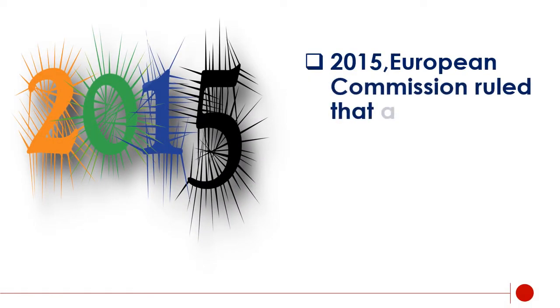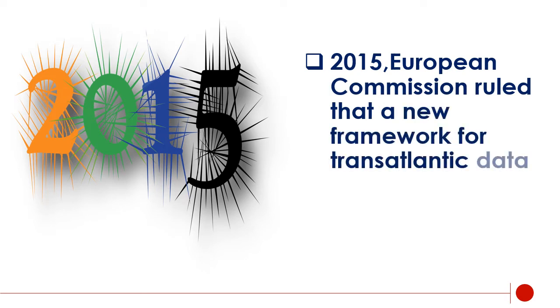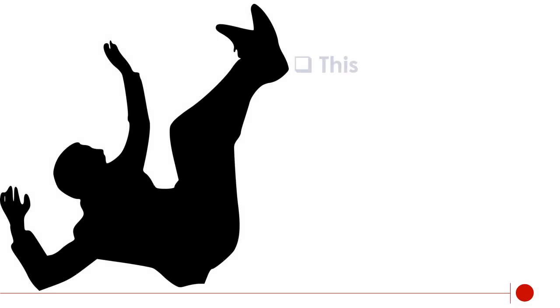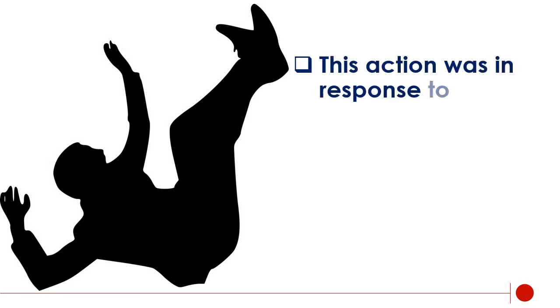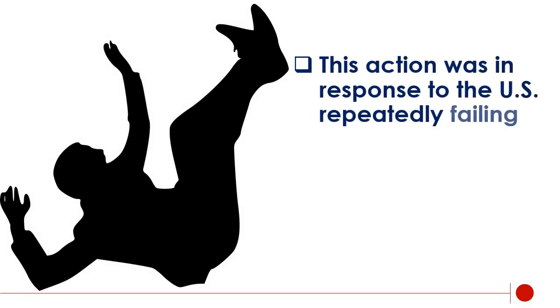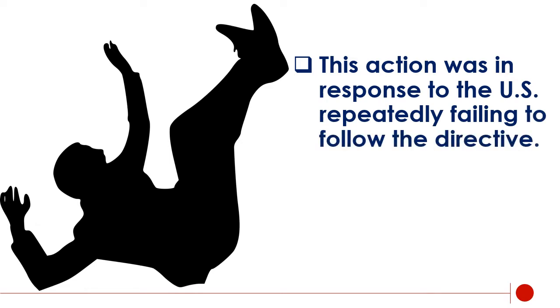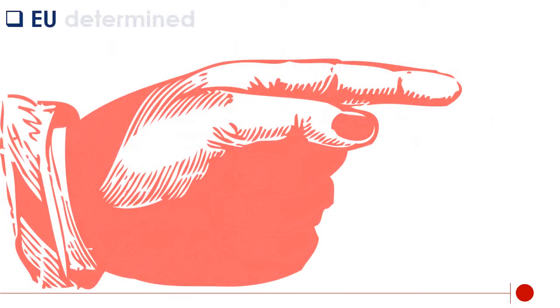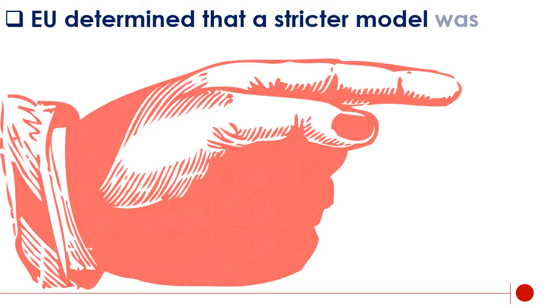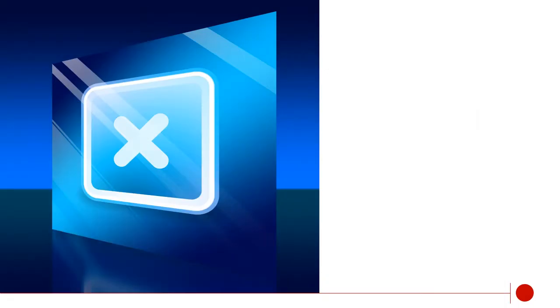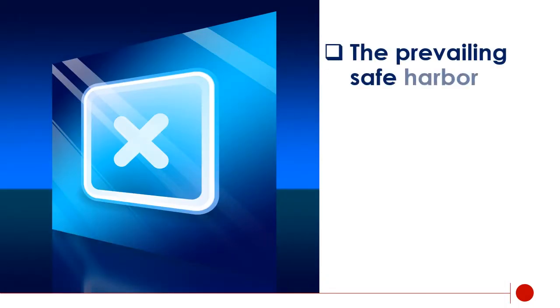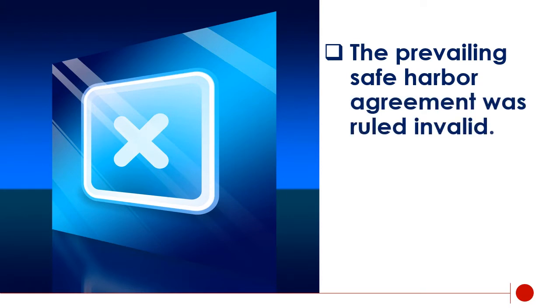In 2015, the European Commission ruled that a new framework for transatlantic data flows was needed. This action was in response to the U.S. repeatedly failing to follow the directive. The EU determined that a stricter model was necessary. The prevailing safe harbor agreement was ruled invalid.